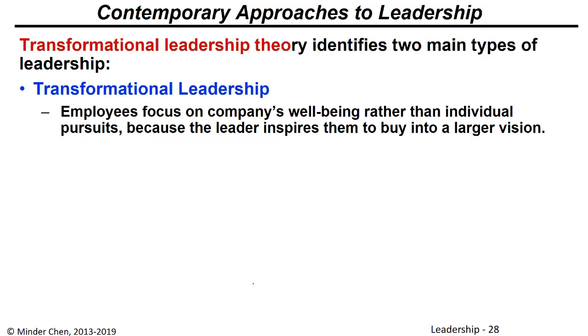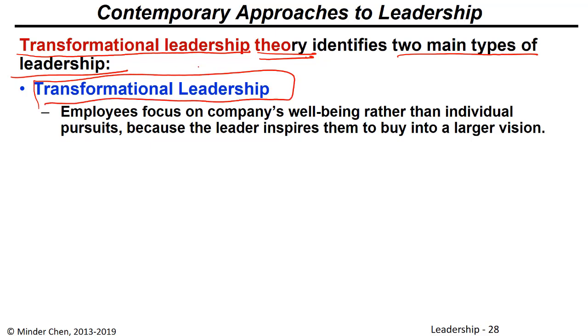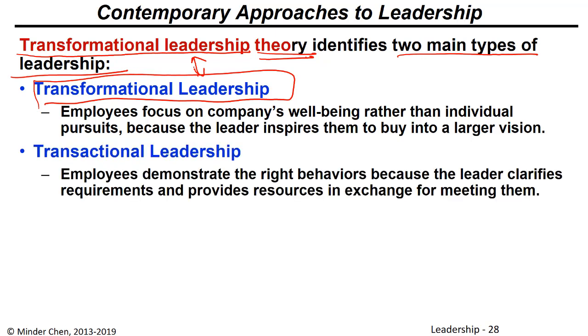There are some contemporary approaches to leadership. We're going to just mention two. One is the so-called transformational leadership theory, which identifies two main types of leadership. One of them has the same name as the theory, which is transformational leadership. And the other one is called transactional leadership. So don't confuse the theory with the leadership style. One is the transformational style, the other is the transactional style.